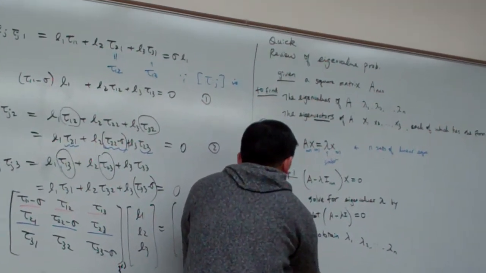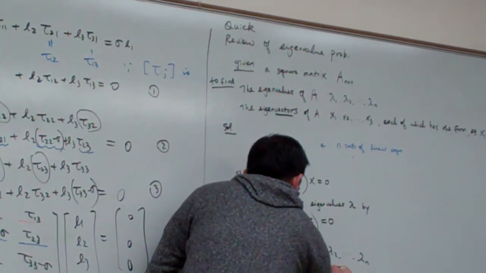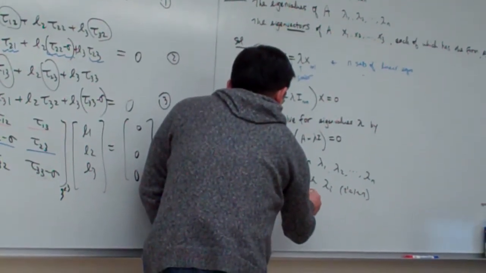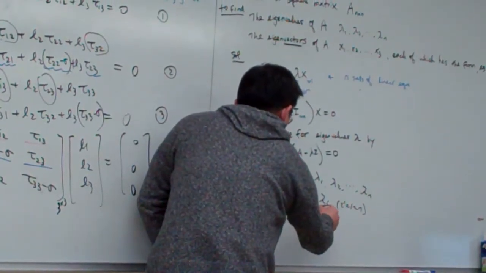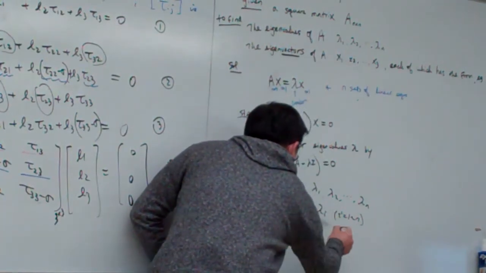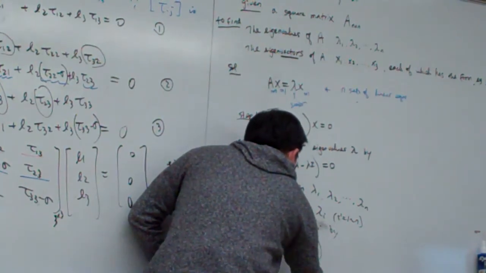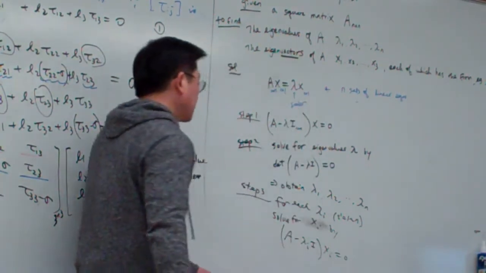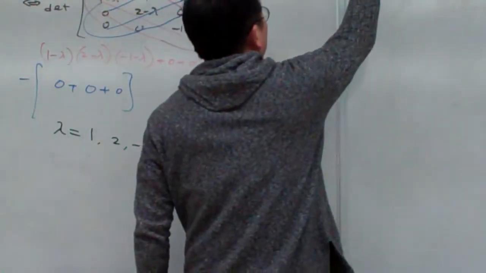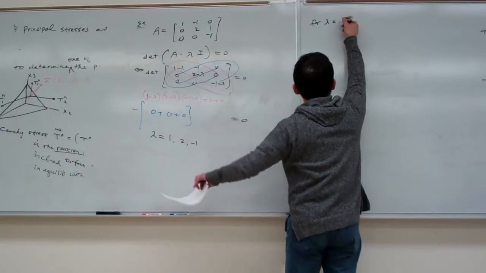Then step 3 is, for each lambda i, with i equal to 1 to n, solve for xi by this A minus lambda. Okay, so that's a summary. Let me do this one here. For example, for each of the lambda, say the first one equal to 1. Okay.